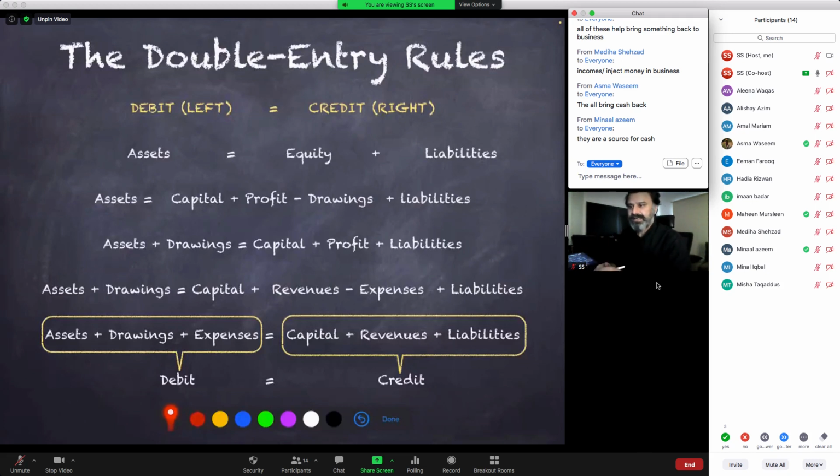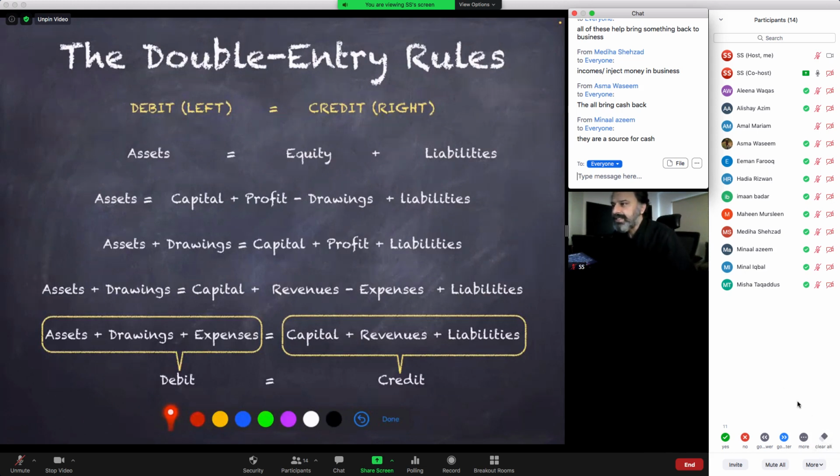Okay, so Asma understands, Maheen understands, Minal understands. But what about the rest? Iman understands. Good. Alicia, give me a green check, please, everyone, if you understand it. Okay, Misha, you understand better? Amal? Amal's is not working. Okay, Amal, I will assume that you understand it unless you write in the chat box that you don't understand something. Okay, Amal? Good.